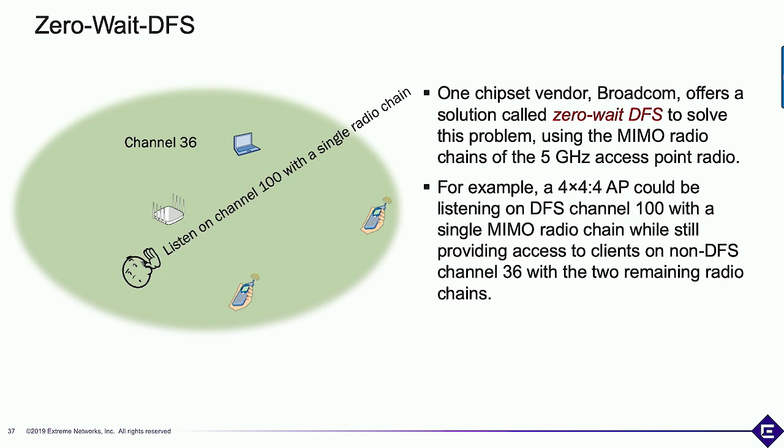So let's say I was on channel 100 and I jumped to channel 36. During that 30-minute time, maybe right at the end of it, I could use one radio chain on a 4x4 AP to go listen to the original channel 100. That way, once I know it's clear, I could still be servicing my clients back on channel 36 and then jump.